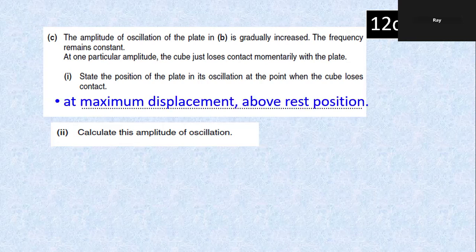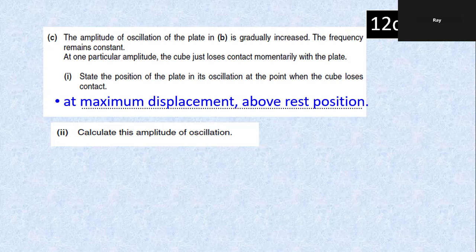Does it mean at maximum displacement above the rest position? At maximum above the rest position, the plate is going up, and the acceleration at that time is greatest, greater than 9.81. So the plate will move down faster than the cube. Then the cube will catch up because acceleration now starts to decrease.